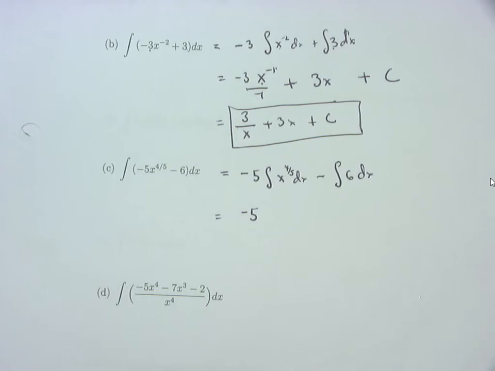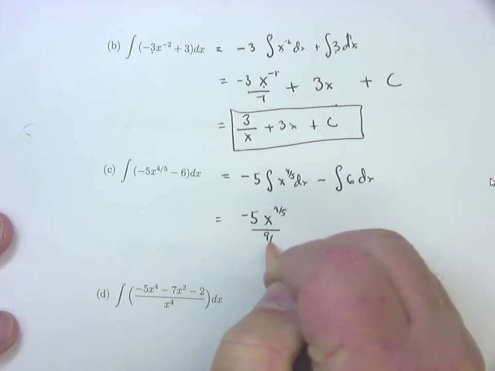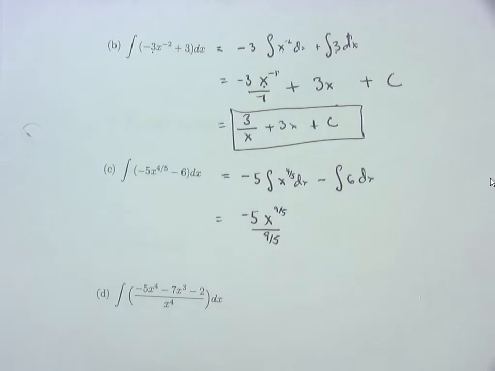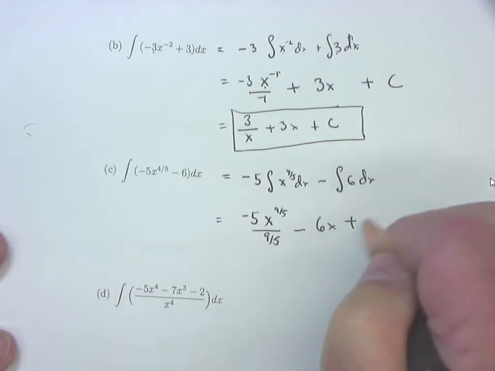Integral of x to the 4/5. You've got to be able to do math in your head. Add 1 over add 1. 4/5 plus 1 is 9/5. So this would be x to the 9/5 divided by 9/5. Whatever gets to be the power gets to go in the denominator: x to the n plus 1 over n plus 1. Minus, what's the integral of 6 with respect to x? 6x, and one big plus c.